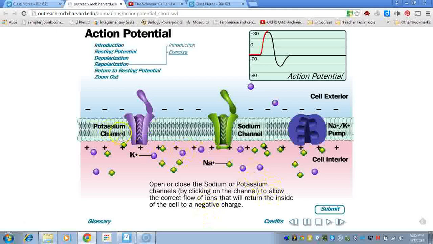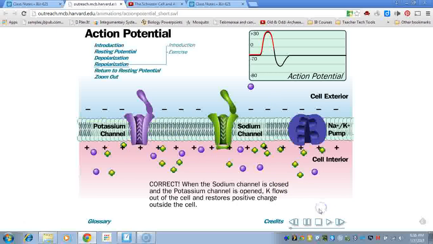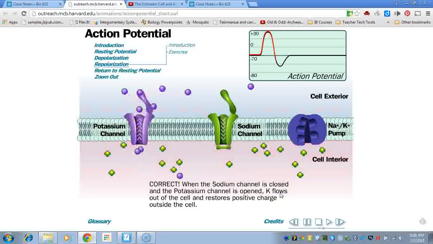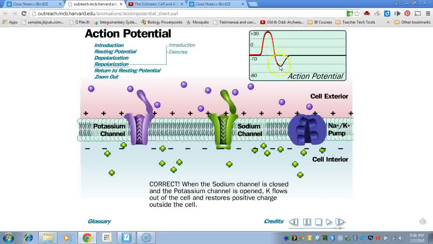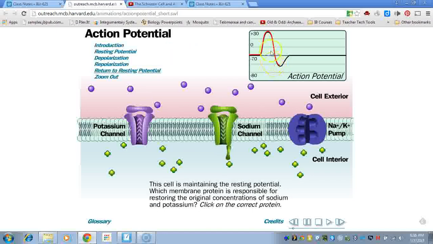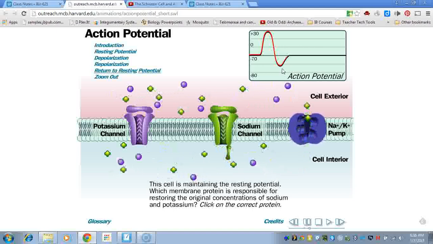Okay? So if we open the potassium channel, remember, there's lots of both sodium and potassium on the inside now. If we open the potassium channel, you're right, the potassium is going to flood out. Let's see what happens. Potassium is purple. Okay, so the potassium goes out. So now, if you look, the charge has reversed itself, so it's gone negative on the inside again and positive on the outside, but now we have to get it back to normal.